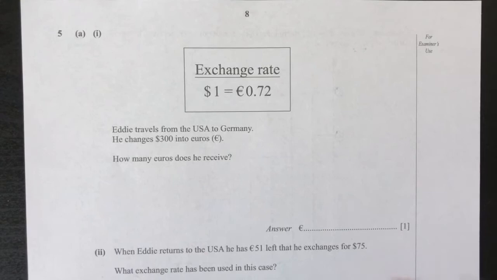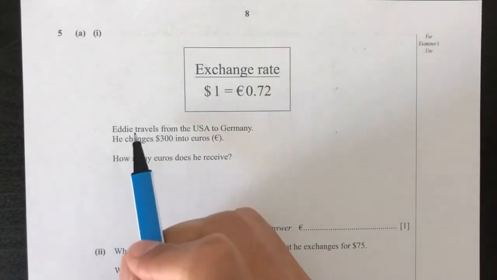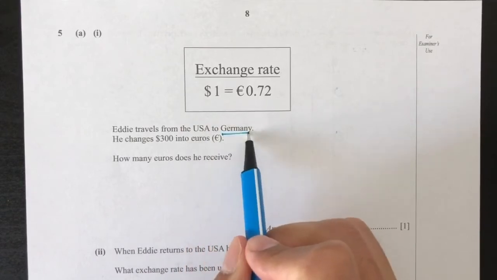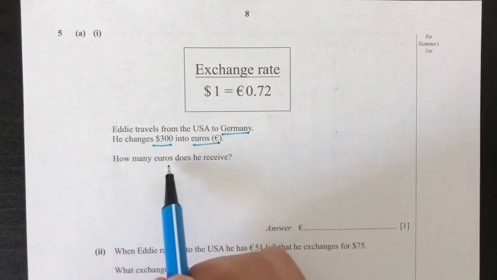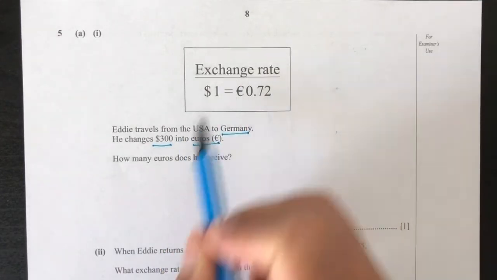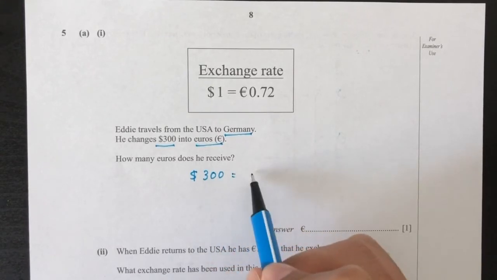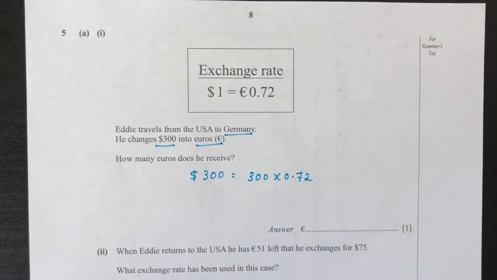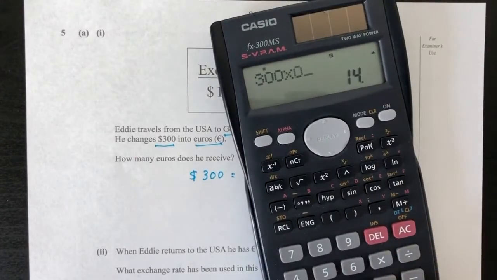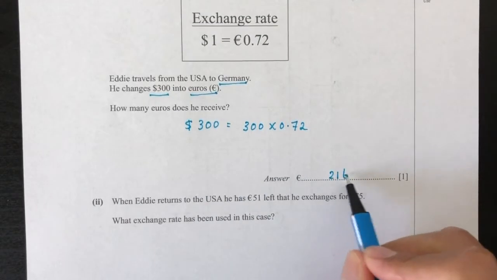So part 1, we have the exchange rate of $1 into euros given to you. Eddie travels from USA to Germany. He changes $300 into euros. How many euros did he receive? So we have to use this to find that. So pretty easy. That will be $300 is equal to 300 times 0.72. That will be 216. So euros will be 216 euros.